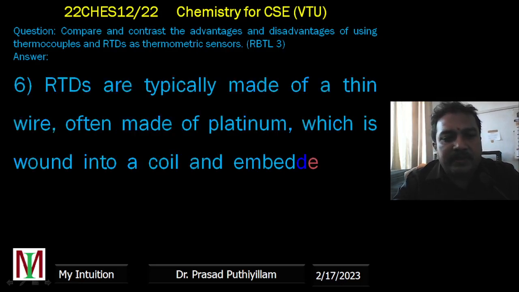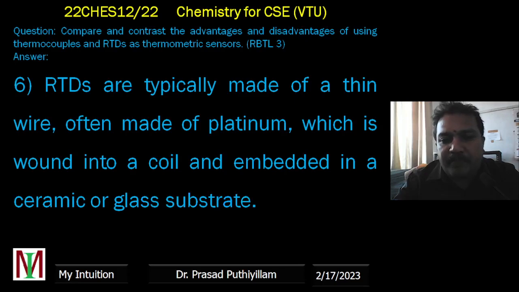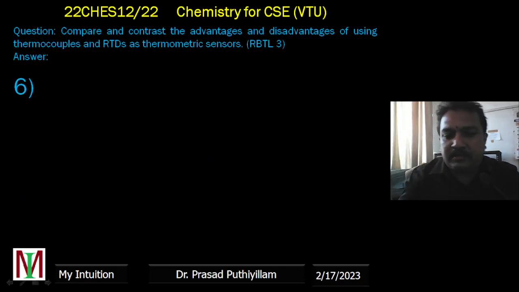They are typically made up of a thin wire, often made of platinum, which is wound into a coil and embedded in a ceramic or a glass substrate. Complicated words are there, but they are typically made up of a thin metal wire, mainly platinum wire, which is wound into a coil, and it is embedded in a ceramic or glass substrate. The substrate which is used is made up of either ceramic or glass.